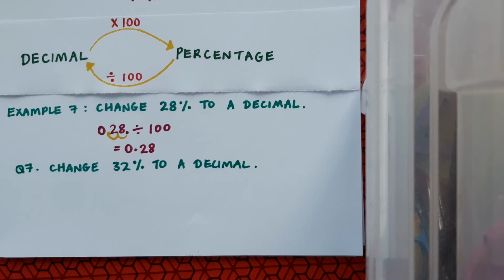So change 32% to a decimal. Pause the video here while you do that and then check and see if you're correct.